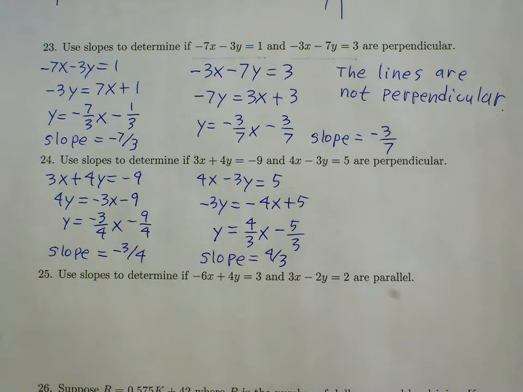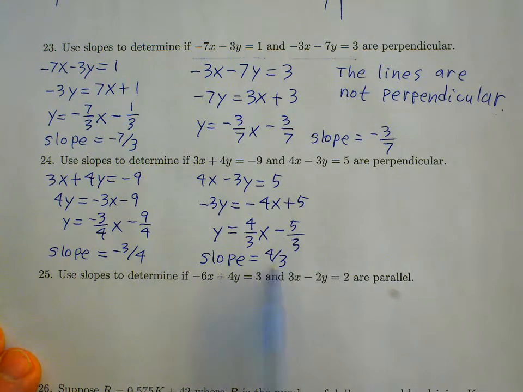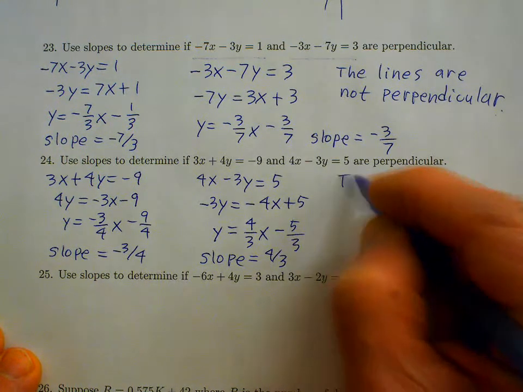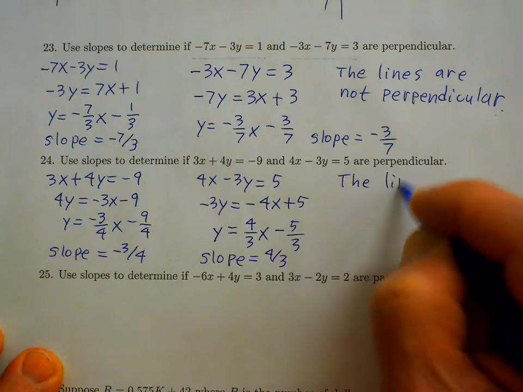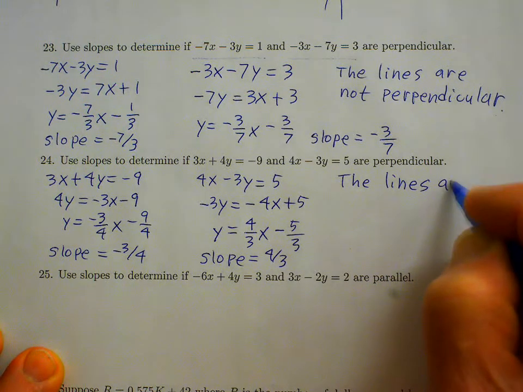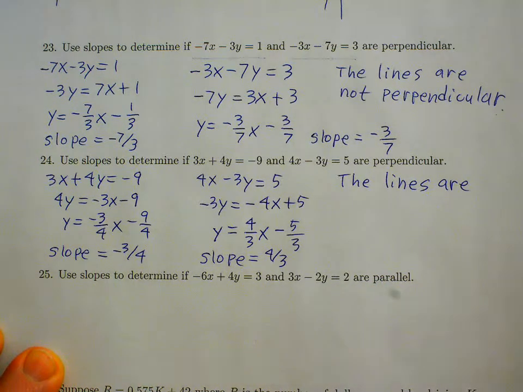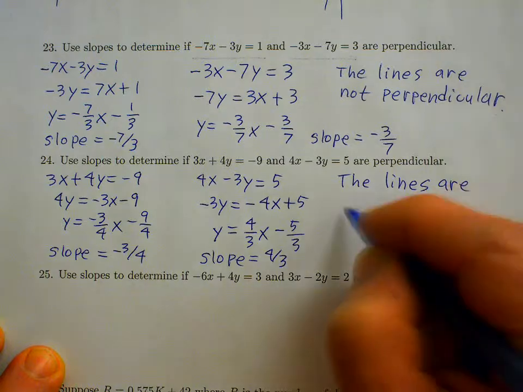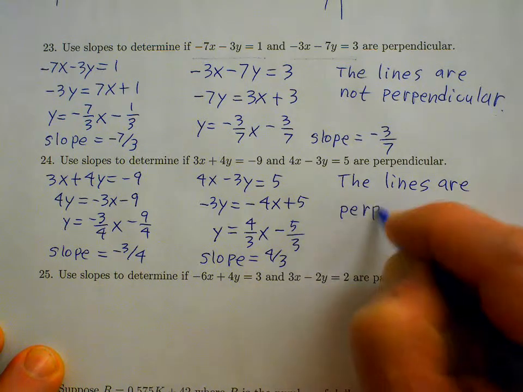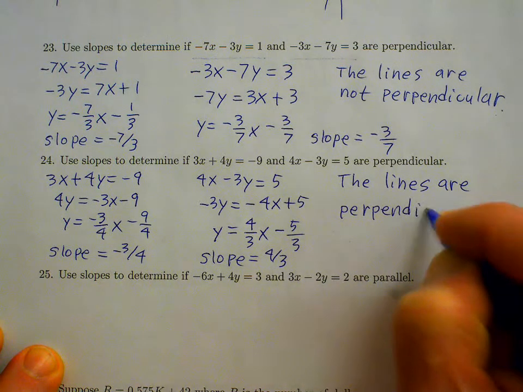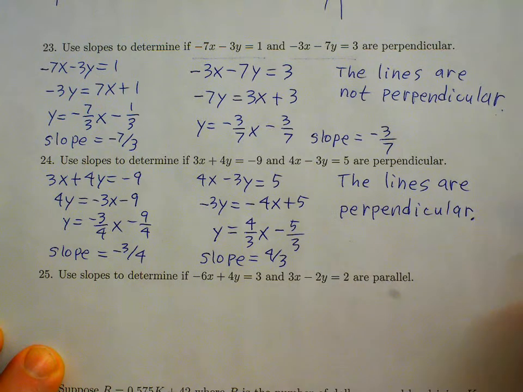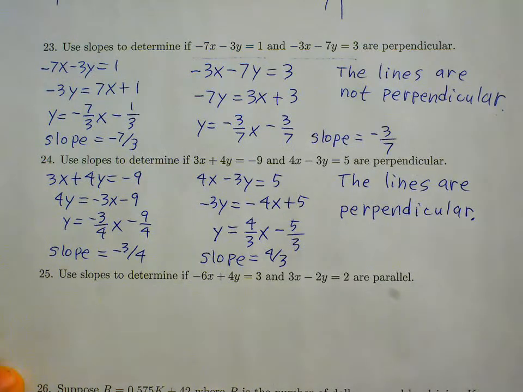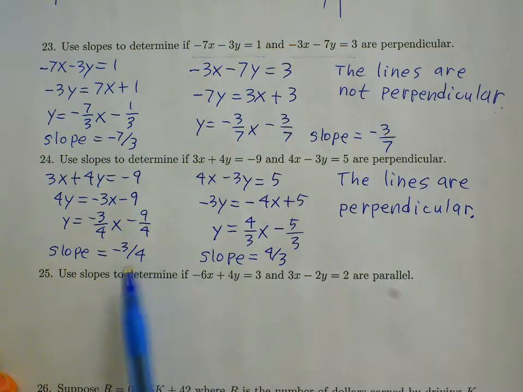So are those two lines perpendicular? Yes, they are. The slopes are negative reciprocals. So the lines are perpendicular. When they intersect, they form right angles. Okay, so we don't even have to graph them to determine that they are perpendicular because their slopes are negative reciprocals.